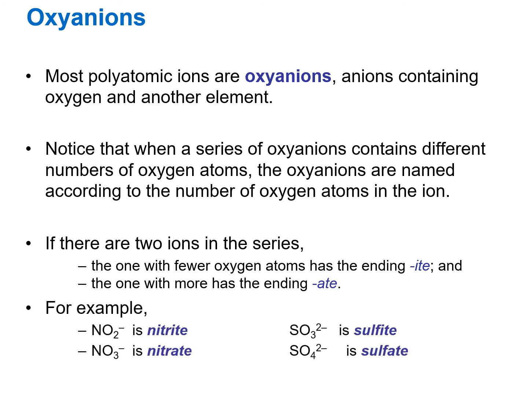There's an NO2, which is nitrite, and then there's an NO3, which is nitrate. Often they're listed side by side in these tables, and you'll notice that -ite and -ate format. Sulfur and oxygen is another oxyanion. You have a sulfite and you have a sulfate. But look, the sulfite has three oxygens. The sulfate has four. And those are not the same numbers that we see with the nitrogen and oxygen. So it doesn't tell us how many, it just tells us greater than or less than. And that's what we use. So that's what's going on with that, just so you know.